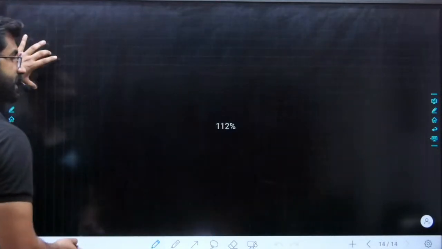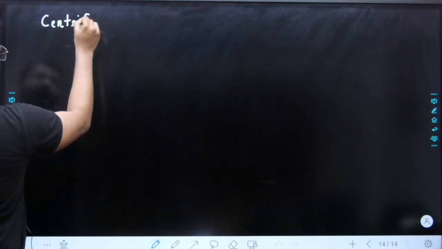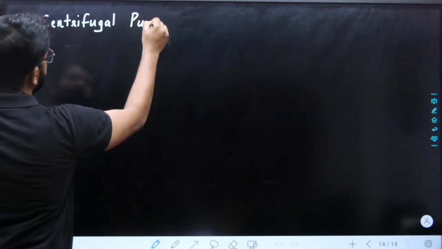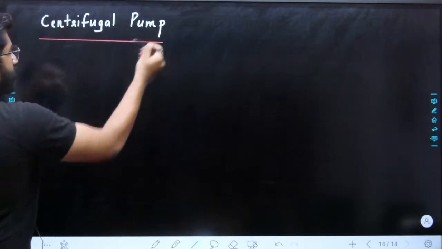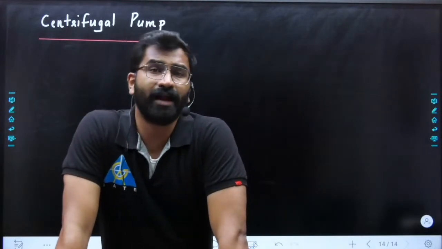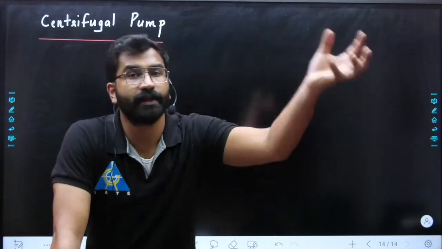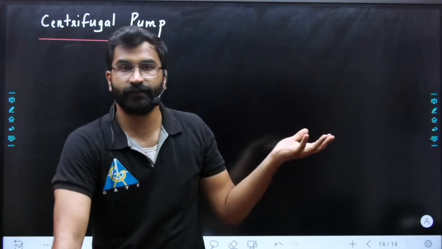Pump. What is the speciality in the case of a pump? We have the centrifugal pump, and obviously we have the positive displacement pumps, right? So what is the basic difference between the positive displacement pump and the centrifugal pump? In a positive displacement pump, the flow rate cannot be very high. For example, we may get a constant flow rate only in the case of a positive displacement pump.